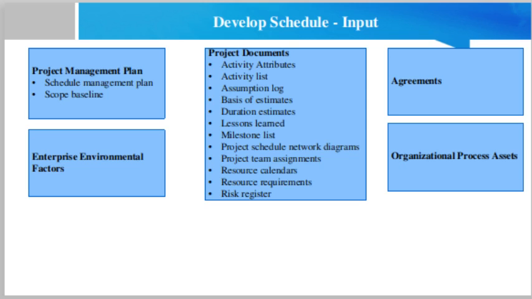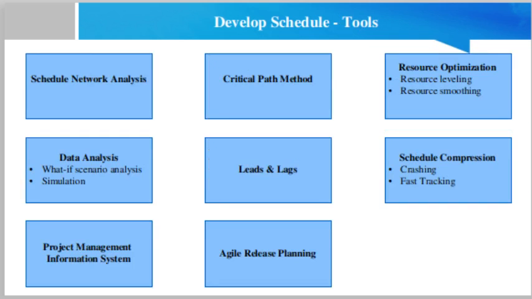Now we shall talk about the tools and techniques of the Develop Schedule process, which includes the critical path method. The critical path method is used to estimate the minimum project duration and determine the amount of schedule flexibility on the logical network paths within the schedule model. Resource optimization. Resource optimization is used to adjust the start and finish dates of activities to adjust planned resource use to be equal to or less than resource availability.